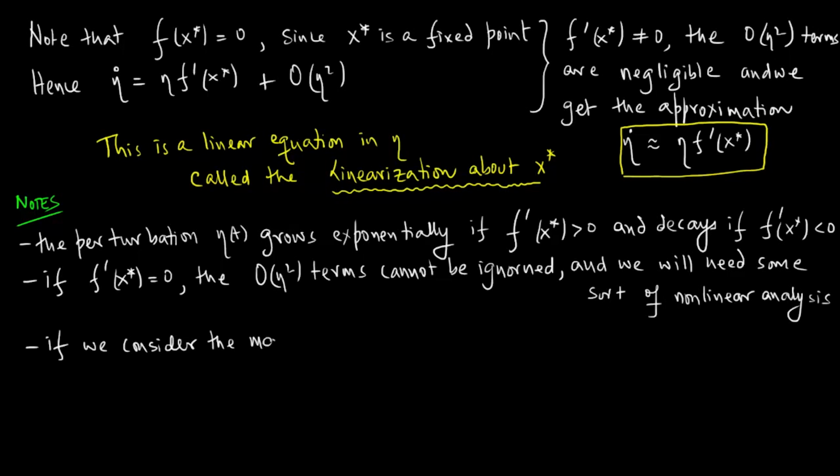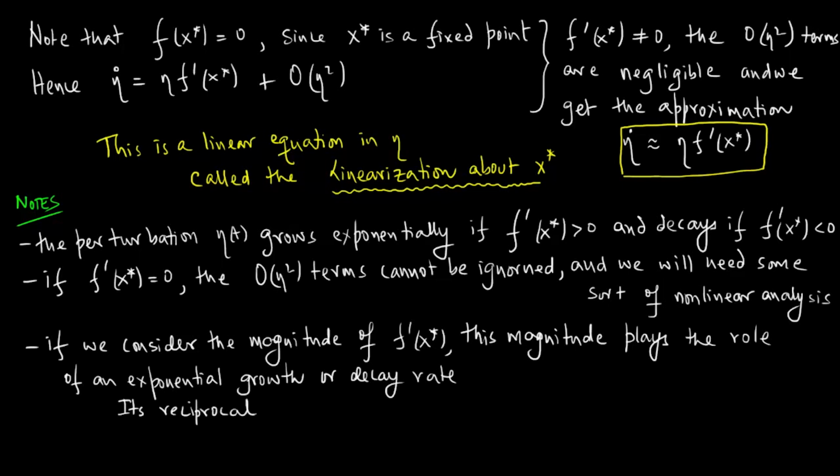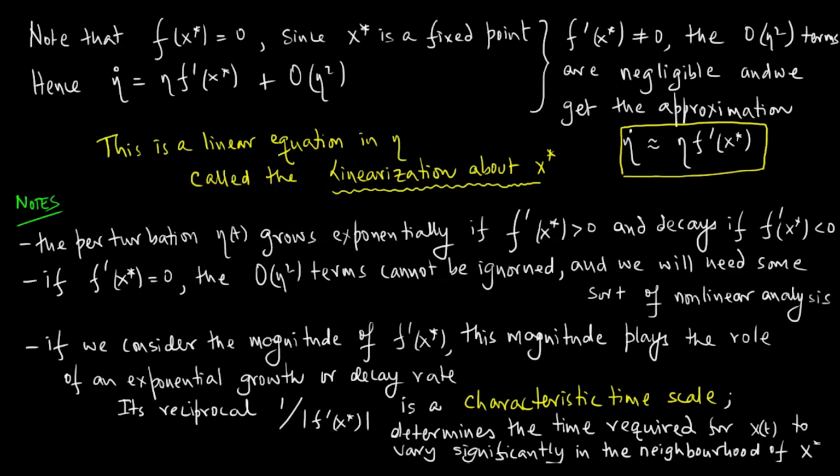Now, if we consider the magnitude of f prime of x star, then this magnitude plays the role of an exponential growth or decay rate. Its reciprocal, 1 upon the magnitude of f prime of x star, is a characteristic timescale. Now this determines the time required for x of t to vary significantly in the neighborhood of the fixed point x star.